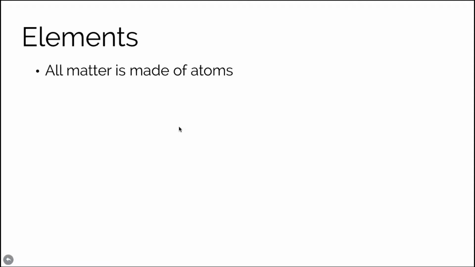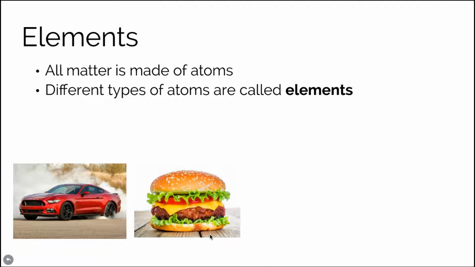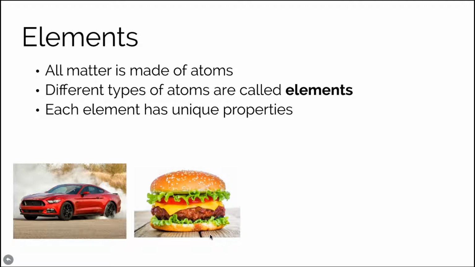All right, so now, we said that all of matter is made of atoms. But if we take two examples of physical matter, we might have this GT Mustang and then this delicious hamburger. Hopefully you know that these are a little bit different from each other. They don't work exactly the same way, they don't do the same things. So if these are both made of atoms, both physical matter, how can they still act so differently? The reason for this is that we can have different types of atoms, which we call elements. And all these different elements have very unique properties. They're all different from each other.